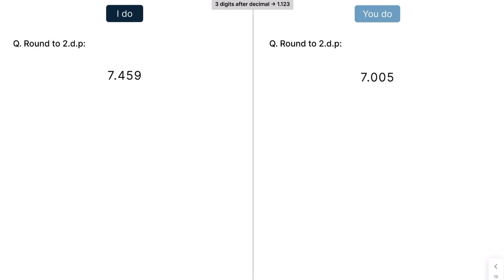So round to 2 decimal places, draw your line there. Look at the decider. Decider is a 9. So that means the number before the line rounds up. So that becomes 7.46.